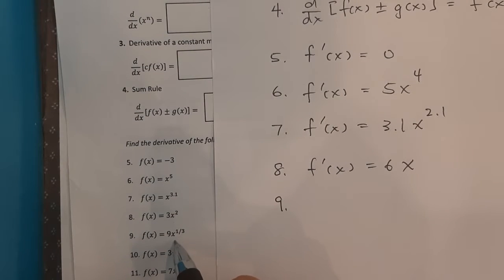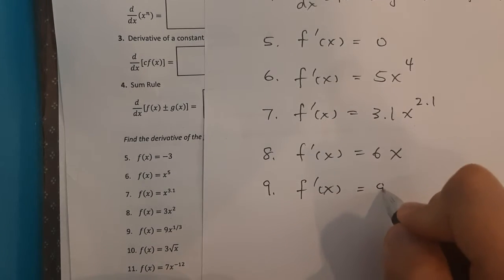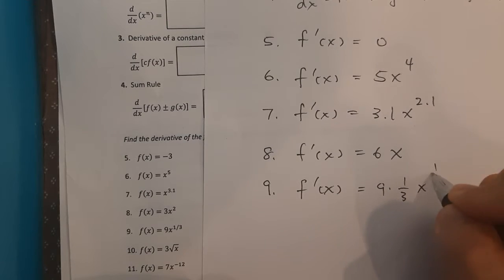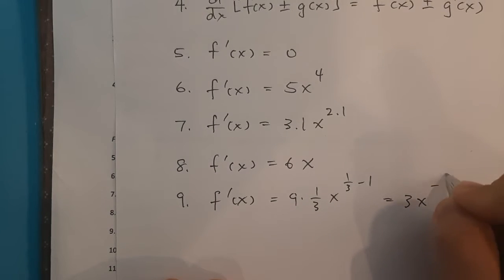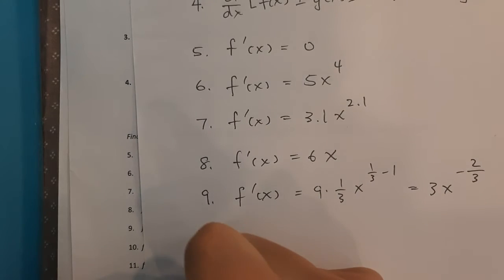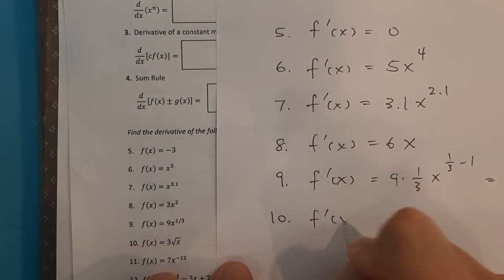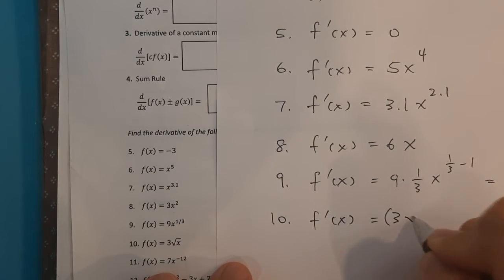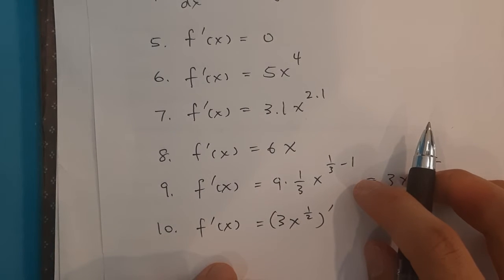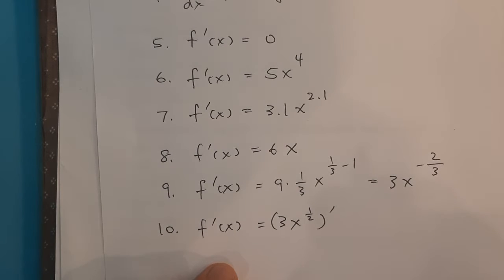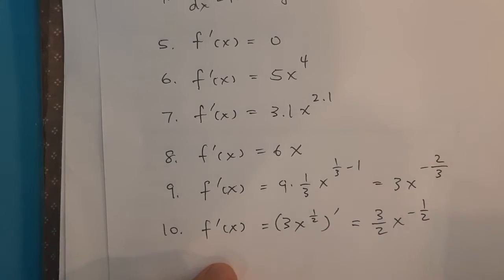If we have 9x to the 1/3, then we'll have 9 times 1/3 x to the 1/3 minus 1. That will simplify to 3x to the negative 2/3. If we have 3 rad x, then we'll have 3x to the 1/2, and we get the derivative, so it's going to be 3/2 x to the negative 1/2.